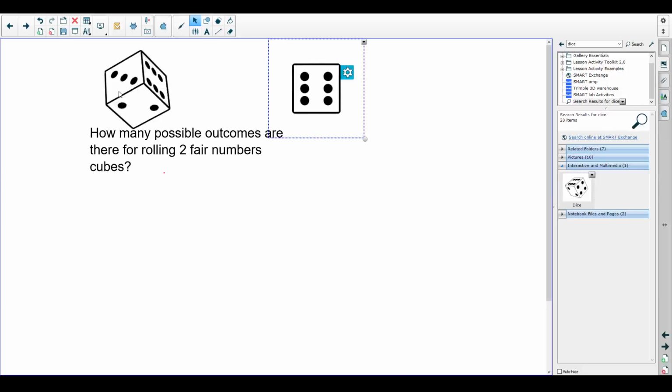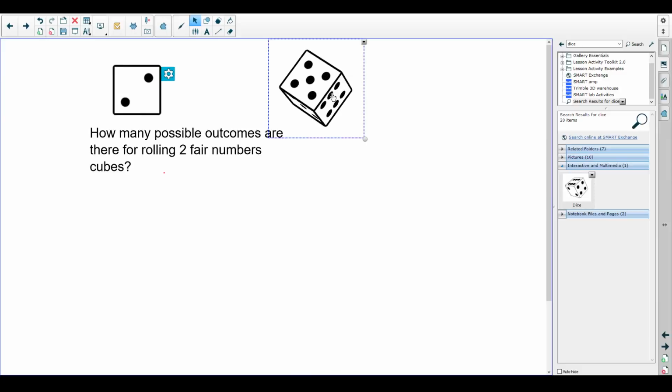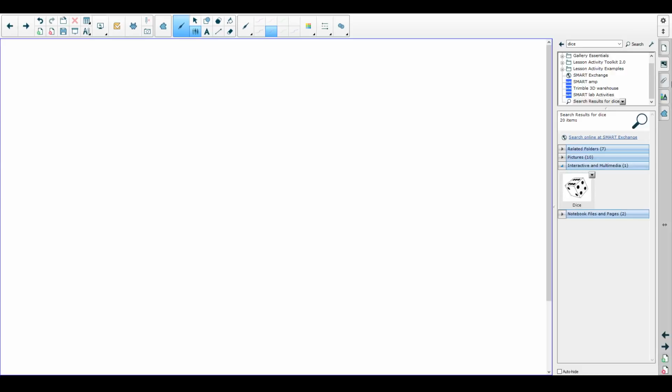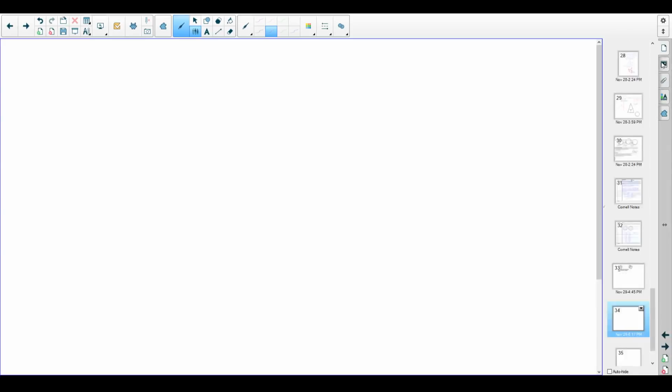Is it 36? That is correct. There are 36 outcomes. Because there are 6 sides on any die, 6 on the first times 6 on the second is a total of 36. Good job.